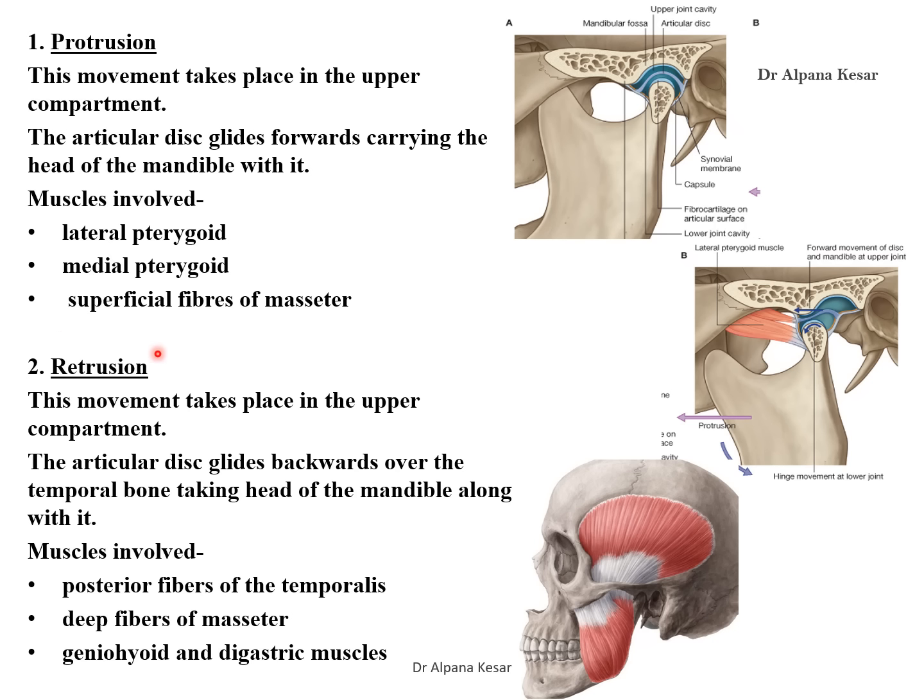Retrusion. Retrusion is the movement that takes place in the upper compartment. The head of the mandible, along with the articular disc, glides backwards. The muscles involved in this movement are the posterior fibers of temporalis, deep fibers of masseter, and some assistance is from the suprahyoid muscles, namely geniohyoid and digastric.